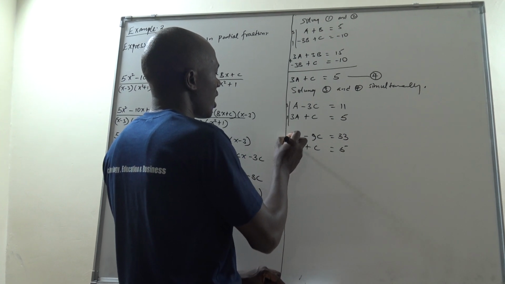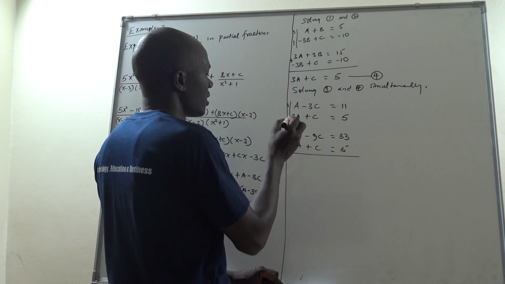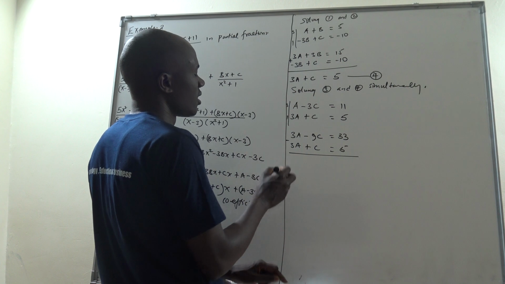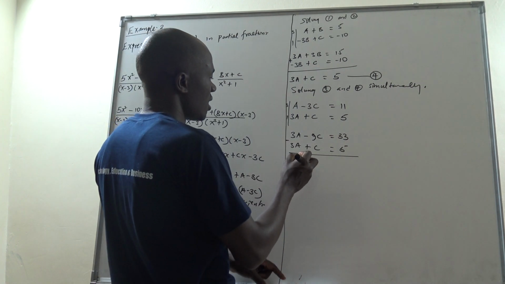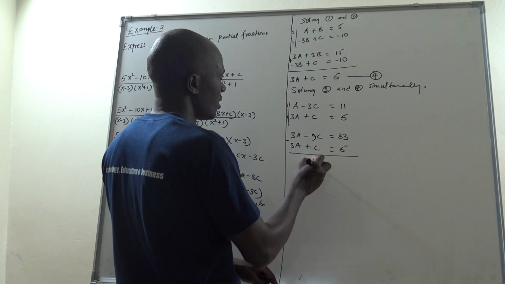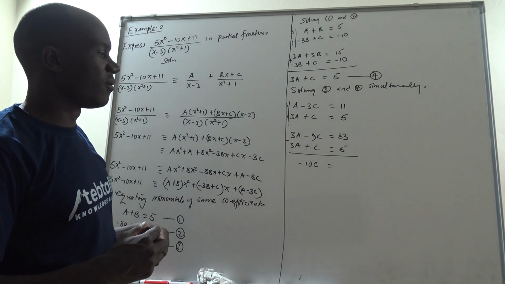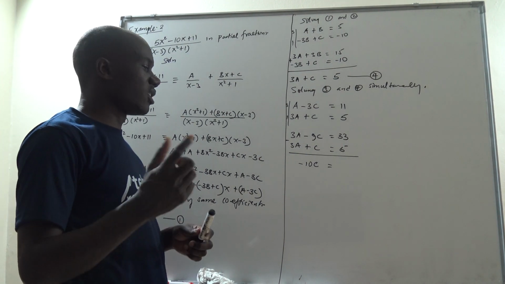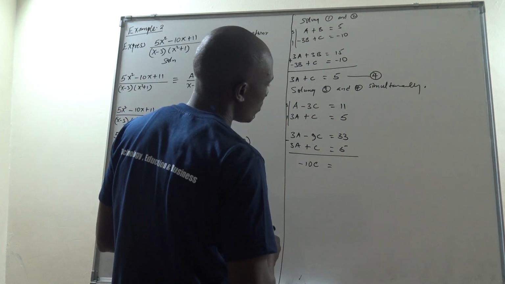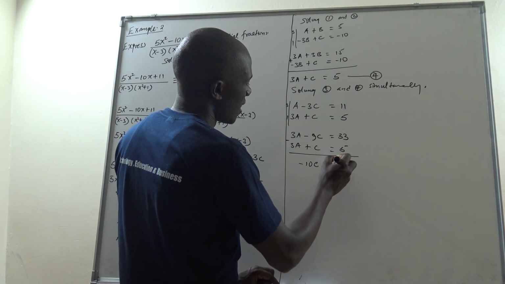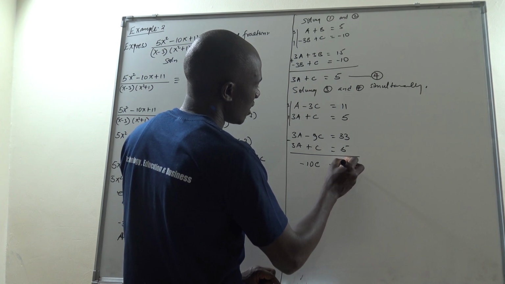What can I do? I just subtract. Can we subtract the 2? This 3A minus 3A disappears. Negative 9C minus C, I'm getting negative 10C equals 33 minus 5. 33 minus 5, you are getting automatically 28. So we are coming out with 28.